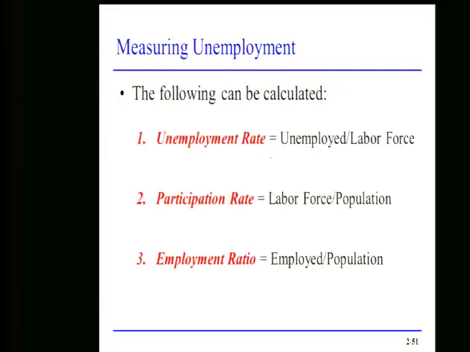And once we have the labor force, we can look at a number of ratios. The unemployment rate is the number of unemployed people divided by the labor force. But we also have something called the labor force participation rate, which is the size of the labor force relative to the size of the adult population. And then finally, since the unemployment rate is focusing on the negative, those that don't have jobs, we also calculate the employment ratio, which looks at the number of people who do have jobs relative to the size of the population.